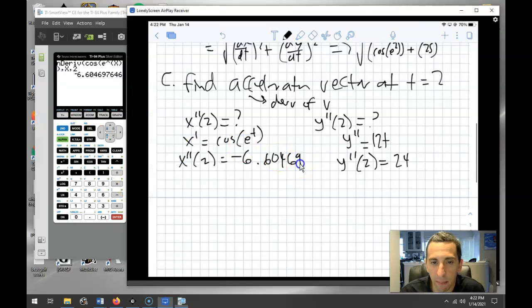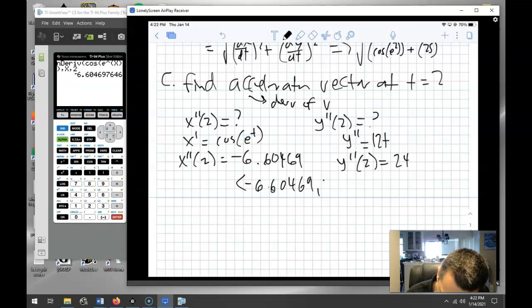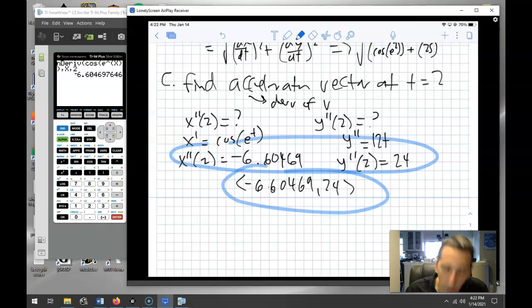If you want to combine these into a single vector, you can also write it as negative 6.60469, comma 24. Okay, and again, this would be accepted as well. All right, so that's acceleration.